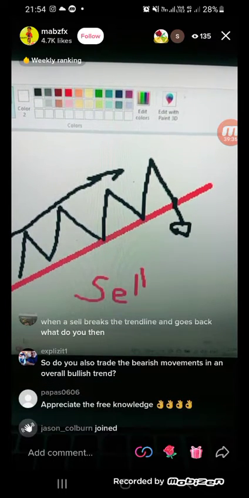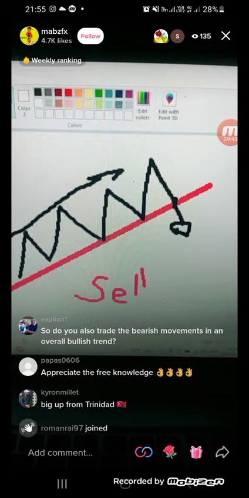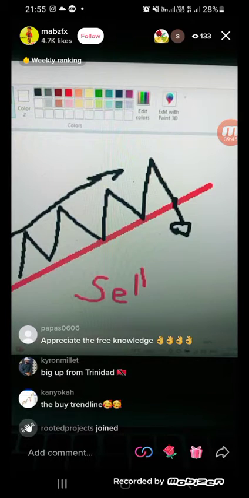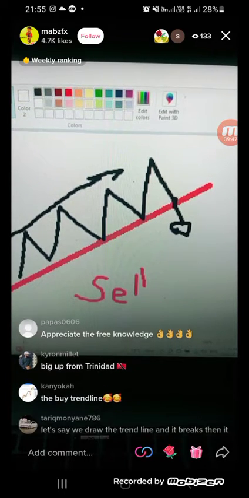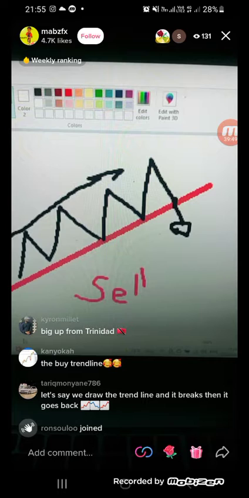Does the system work on all pairs? Yeah, all Forex pairs and indices, okay? But it doesn't do well on crypto, because crypto is very heavily dependent on fundamentals.